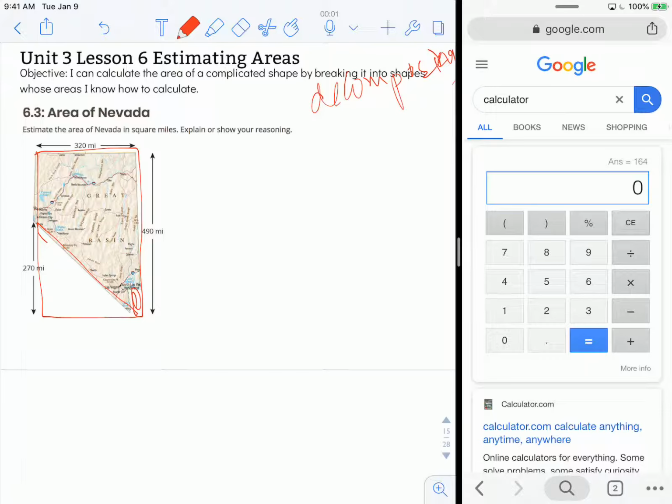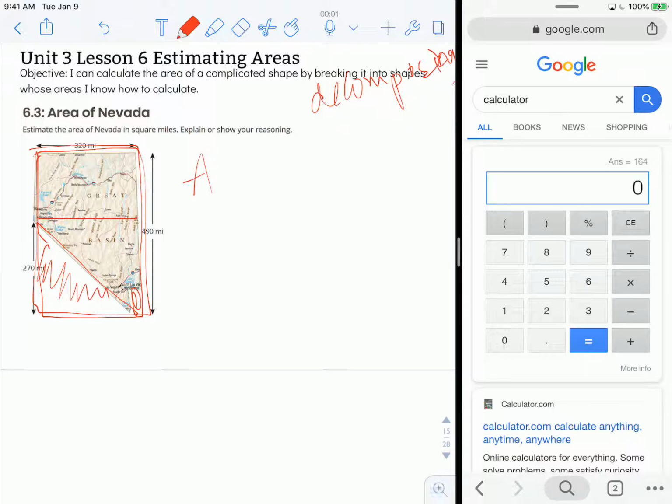We can also decompose it in another way. We could break it down into a triangle, a smaller rectangle, and that triangle right here. Either way to look at it, or even other ways to look at it, we could come up with a worthwhile estimation for the overall area of Nevada. I'm going to look again at that big picture of this rectangle overall, less this triangle right here. So I'm going to find the area of that rectangle overall.